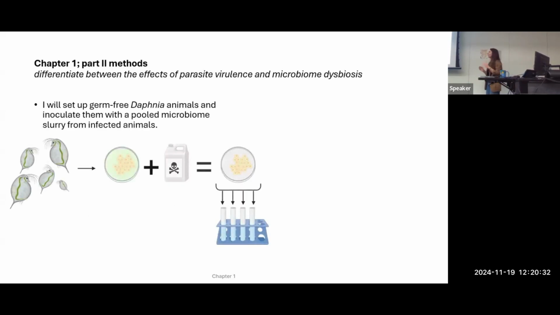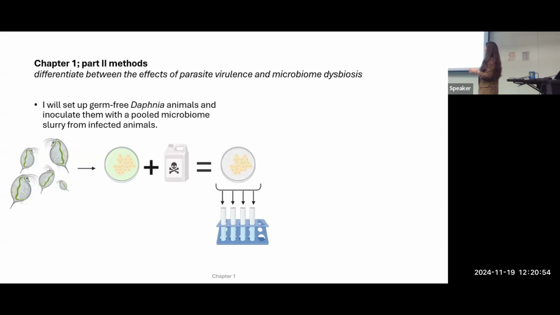So we have another pretty important question. This chapter 1 will be split off into 2 chapters, two experiments actually. The goal of this one is to differentiate between the direct effects of parasite virulence and then look at the microbiome dysbiosis itself and its role in causing a reduction in host fitness. So I wish I had my laser now.